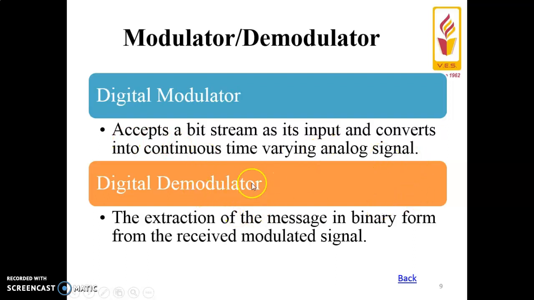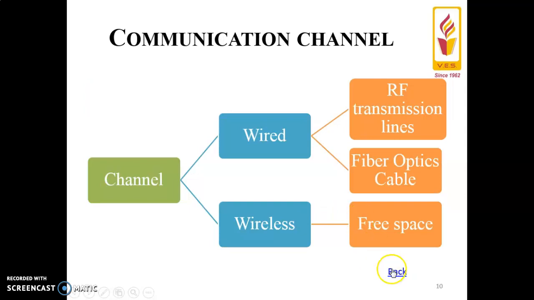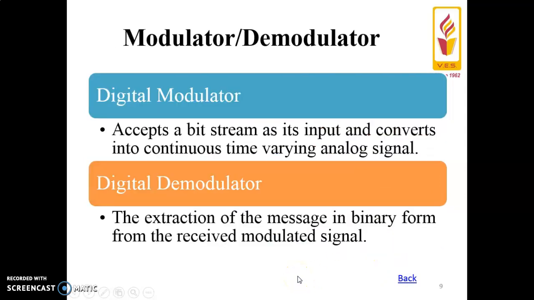Now at the receiver, your digital demodulator is used, which is compatible with your digital modulator. If we use a modulation technique like ASK, PSK, FSK, and if we use PSK, phase shift keying, then at the receiver the digital demodulator has to be a PSK demodulator only. So the demodulator extracts the message from the received modulated signal.